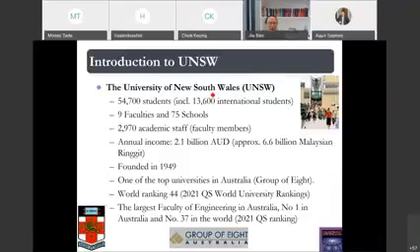The university was founded in 1949 and is now one of the top universities in Australia, a member of the Group of Eight. According to the QS World University Rankings, we were ranked 44th internationally in the 2021 ranking, and the Faculty of Engineering is the largest in Australia and number 37 in the world according to the 2021 QS ranking.